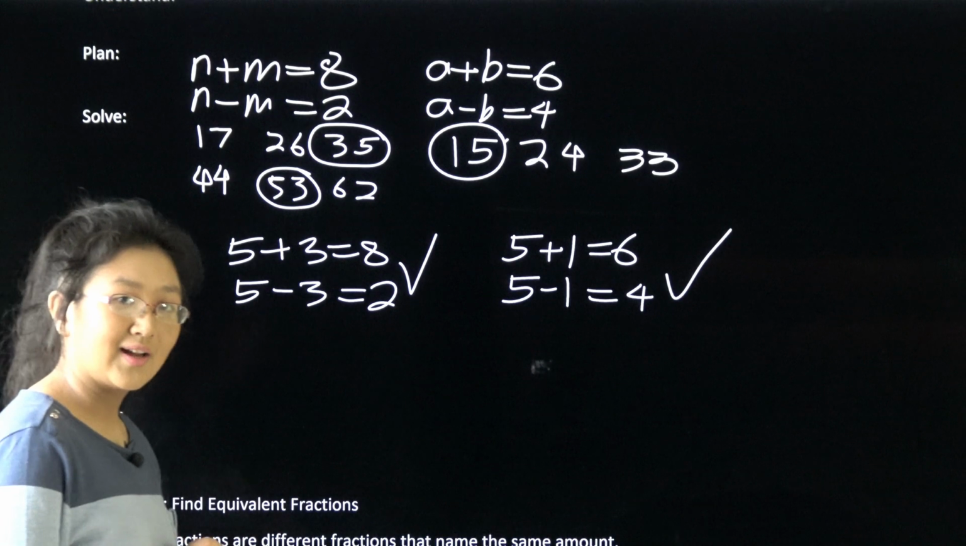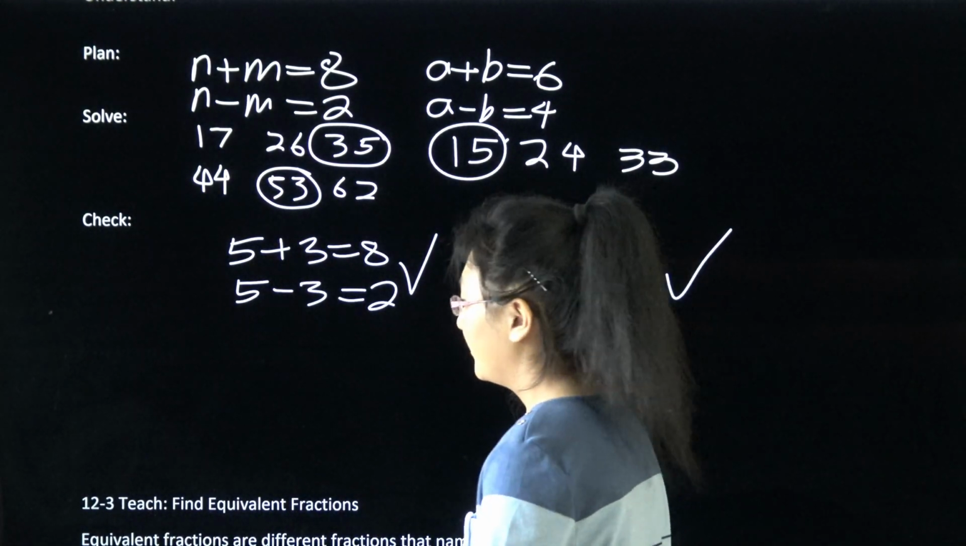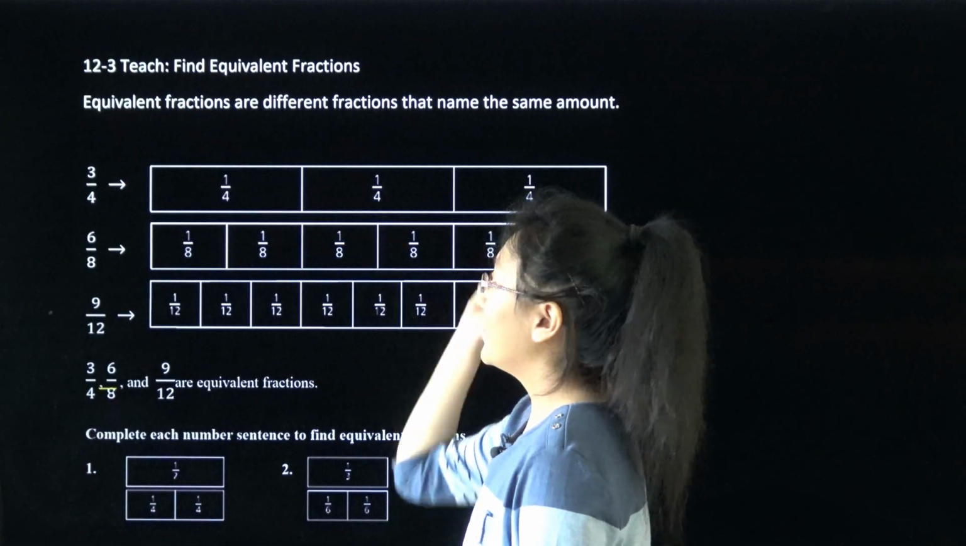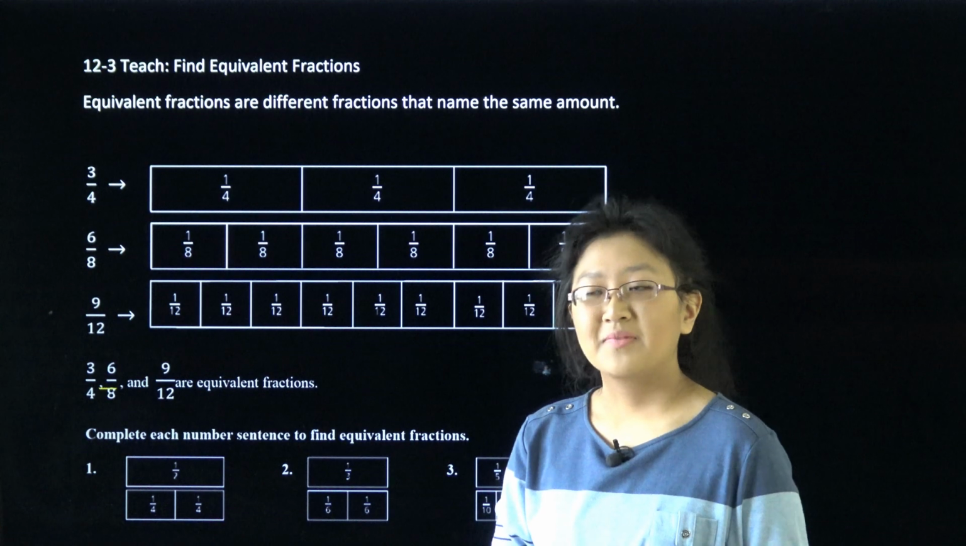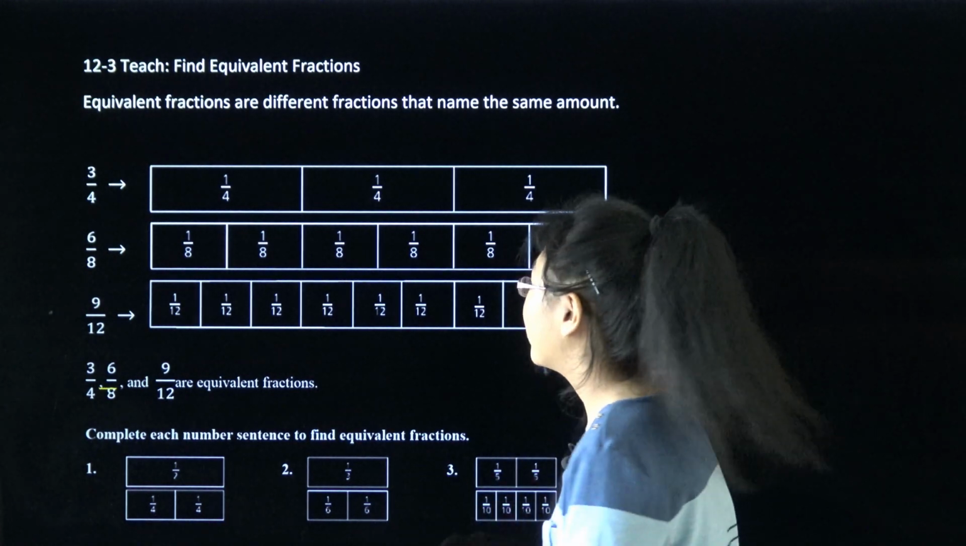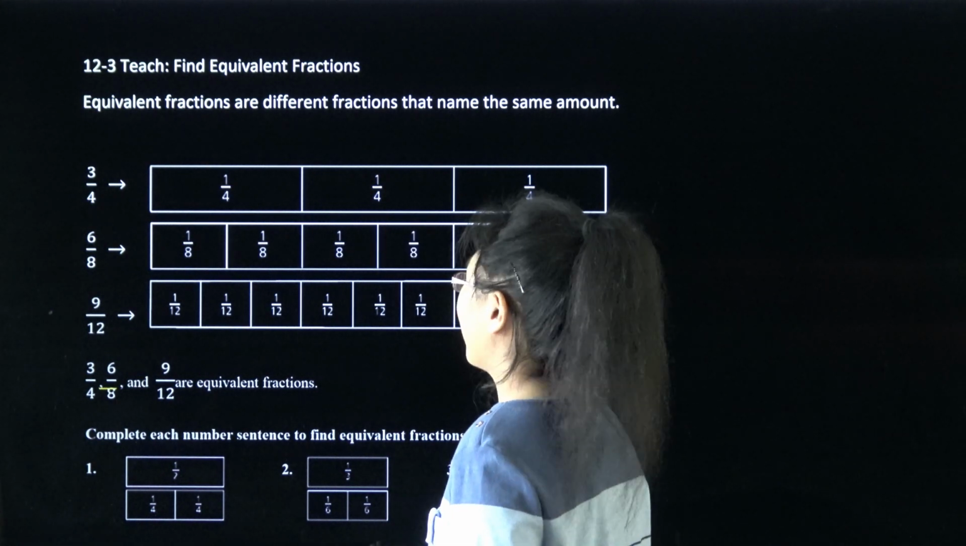Now we're done the second section. Congratulations. We're going to move on to the third section. Find the equivalent fractions. Now this one is fun, but it's also kind of confusing. So hang in there and pay attention. Equivalent fractions are different fractions that name the same amount.